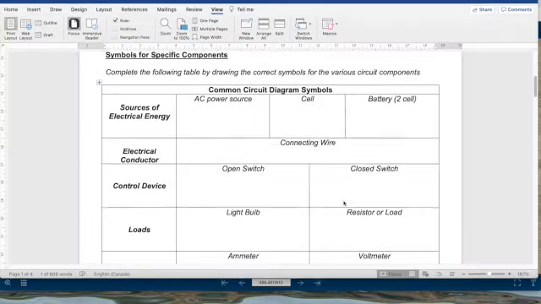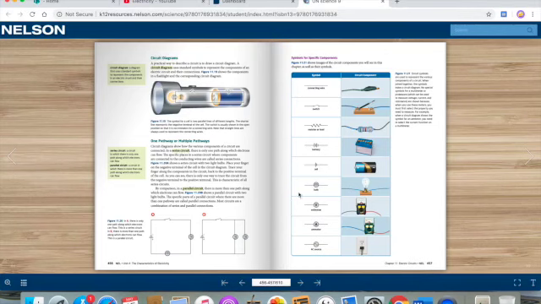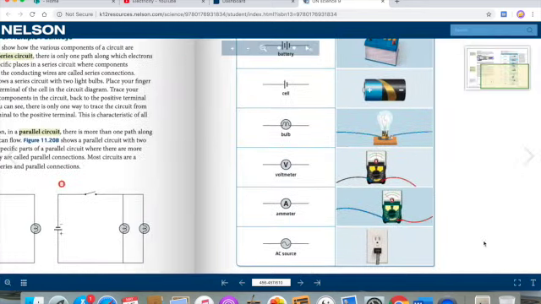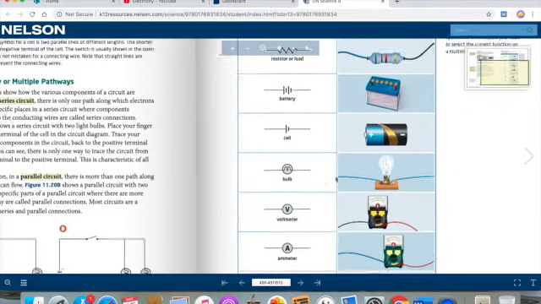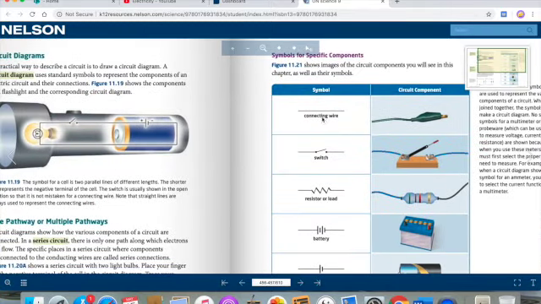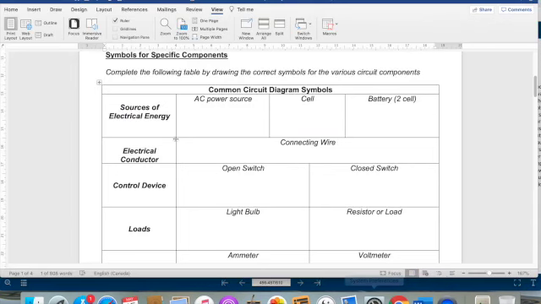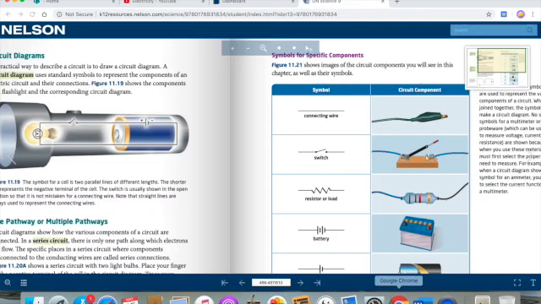So if we go to the text here on page 457, let me just zoom in. On page 457 down here, we see that we have all of the symbols that we need for those loads. So going to the note, it says electrical conductor. See how it says connecting wire? If we go to the textbook, connecting wire is here. It's just a straight line to draw in there.